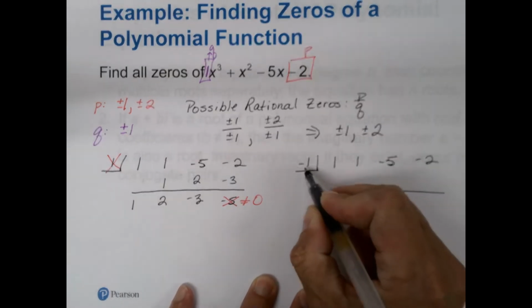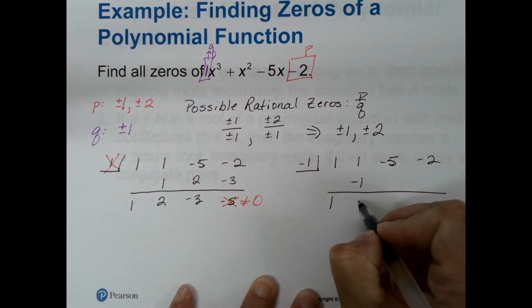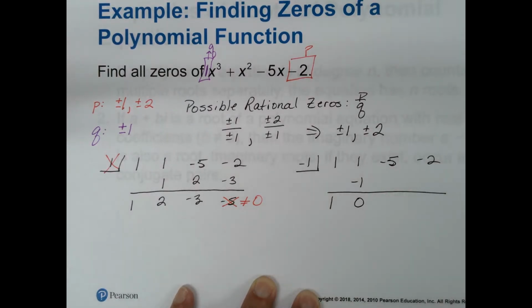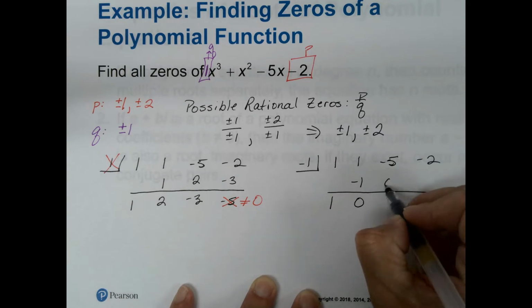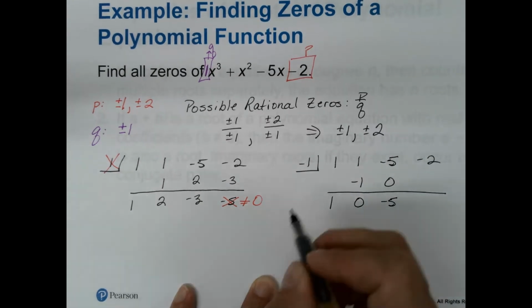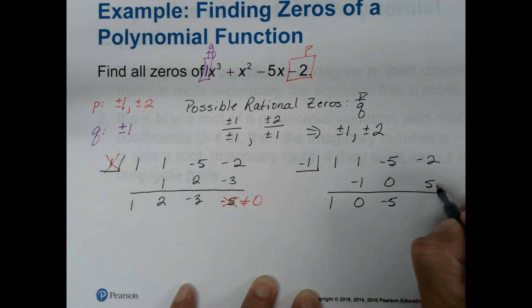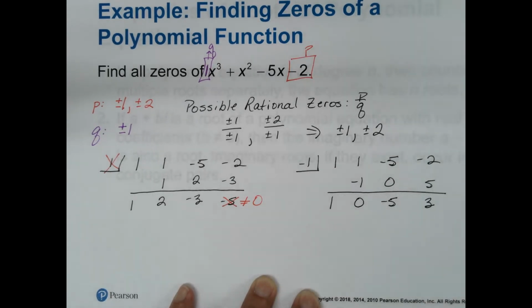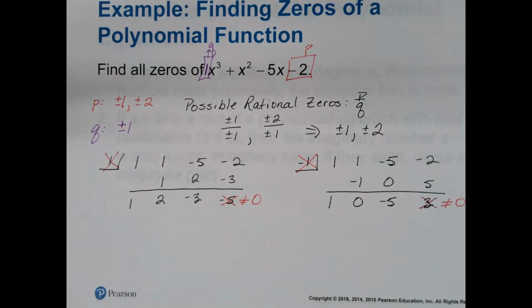Bring the 1 down. -1 times 1 is a -1. When I add here, I get 0. -1 times 0 is 0. When I add here, I get -5. -1 times a -5 is a +5. When I add here, I get 3. This is not 0, so -1 is also not a 0 of our function.